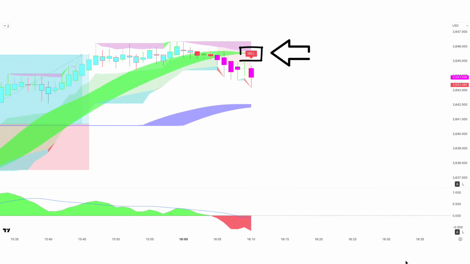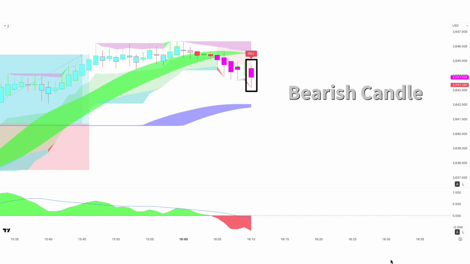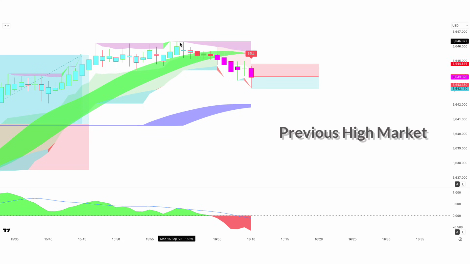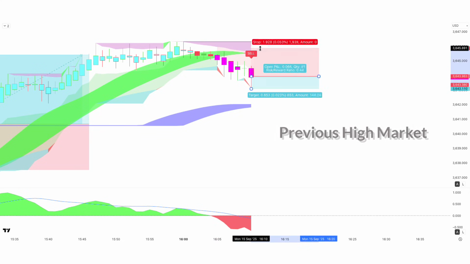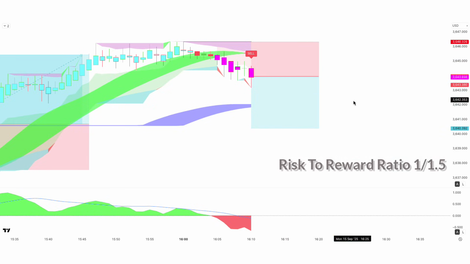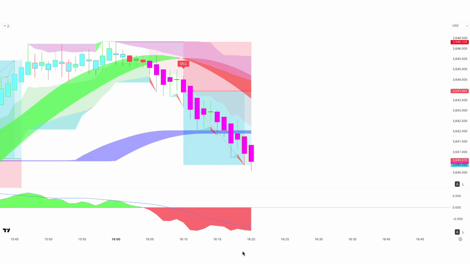When the Renko Heikin-Ashi VWAP arrow of this indicator gives a sell signal, the price volume trend oscillator indicator should be in the red area, and the market forms a bearish candle. If this condition is fulfilled, then we will place a sell order. Our stop loss is to be placed at the previous high of the market, and the risk to reward ratio will be 1:1.5. The market has completely hit the target.